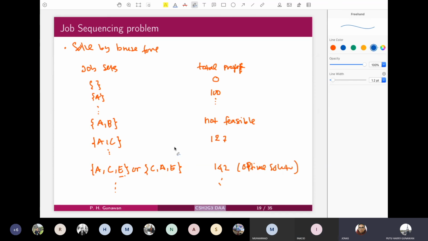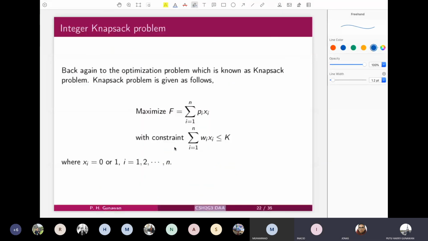Any other questions? No, sir. Okay, now we move to the last example, which is about the integer knapsack problem. Can you remember the knapsack problem?